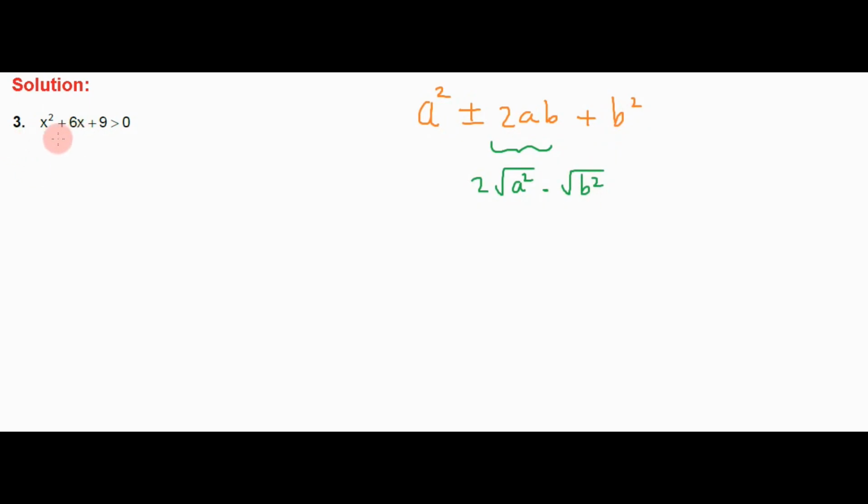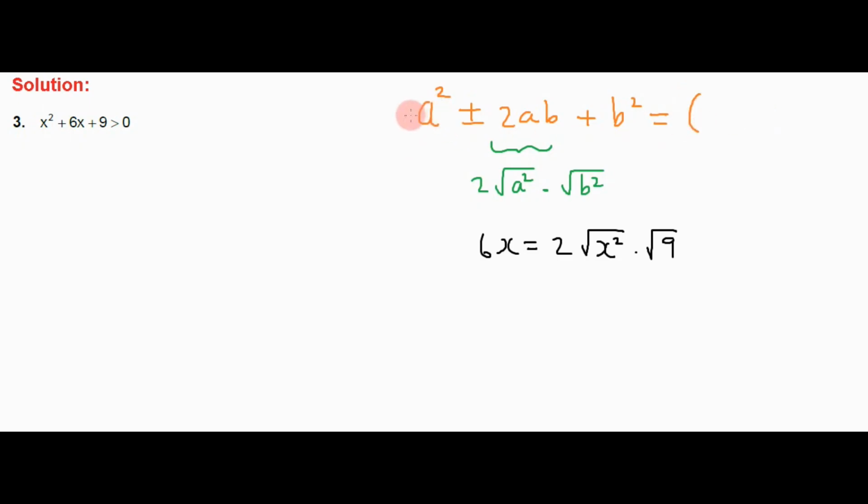So this is a perfect square trinomial on the left-hand side, because if we look at 6x more closely, it's equal to twice the square root of x squared times the square root of 9. Then also remember that when we have a trinomial that's a perfect square, we can factorize it as follows.